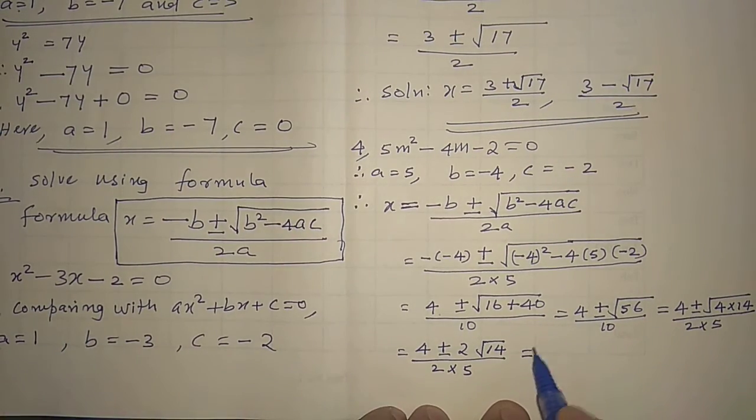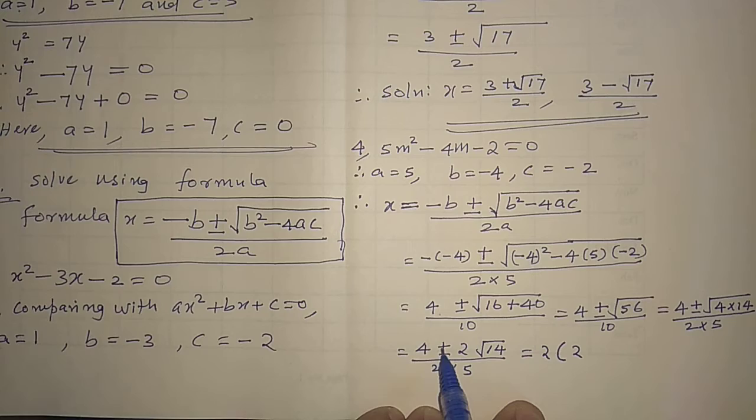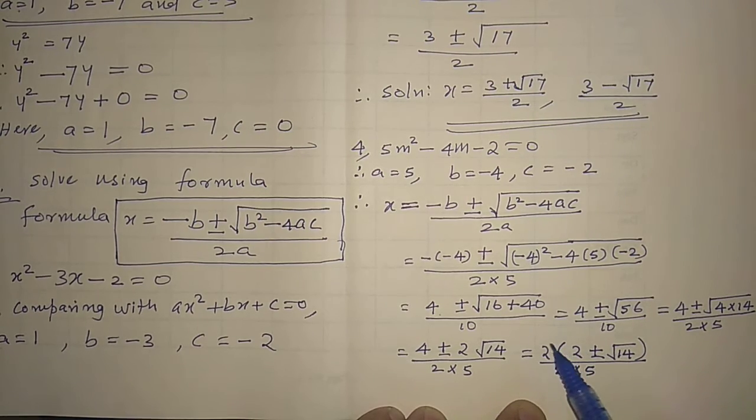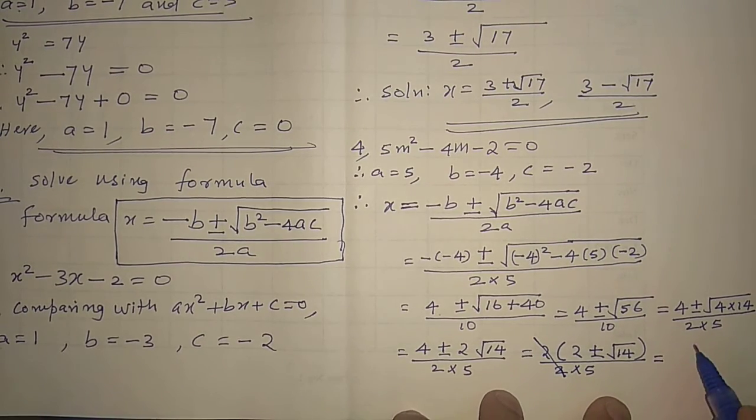Continuation here we do. Here we take 2 common factor out and cancel with this 2. From here 2 is taken out, this also. So 2 into the remaining 2 plus or minus, this 2 we have taken out as common factor, so only root 14 remaining, and here 2 into 5. Now 2 and 2 cancel in both the numerator and the denominator. Then what we have: 2 plus or minus root 14 upon 5.